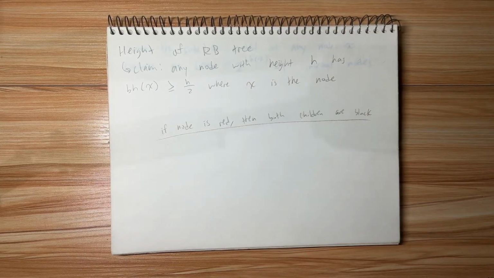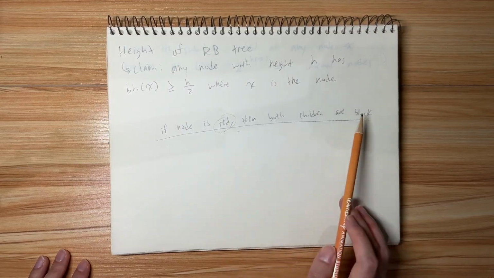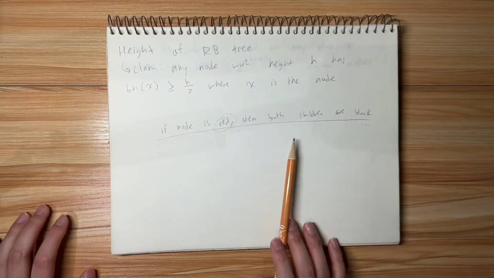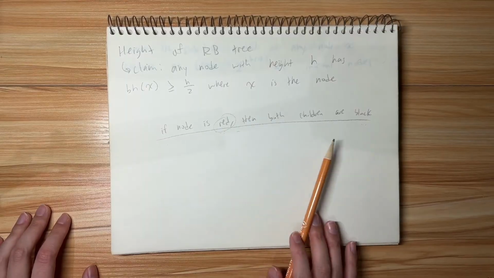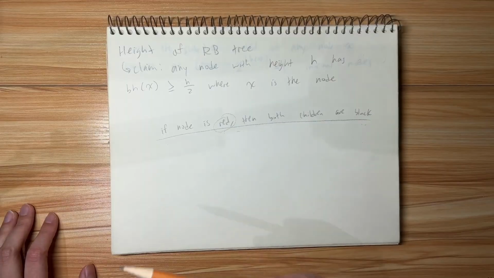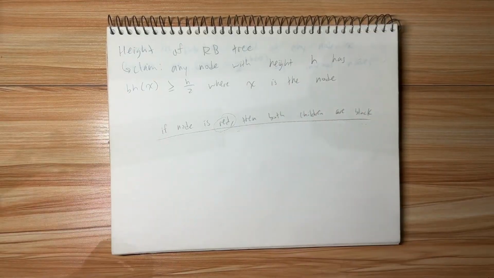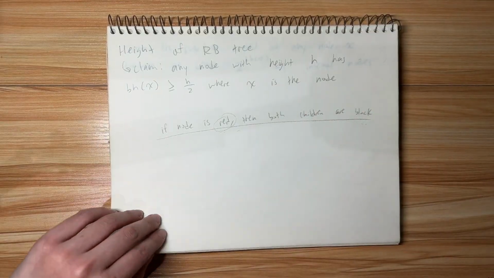Because of this property, more than half of the nodes must be black. If you just think about it logically, if the node is red, both children have to be black. So by this rule, there are a lot more black nodes than red nodes. There has to be at least twice the amount of black nodes than there are red nodes. Therefore, this is proven. It can be a very simple and short proof like so.